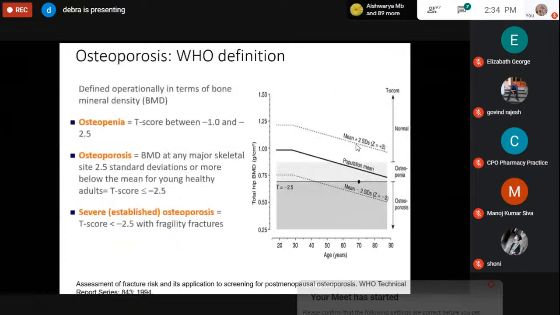So we'll look at the WHO definitions. These are defined as osteopenia. And osteopenia is where you have a T-score between -1 and -2.5.